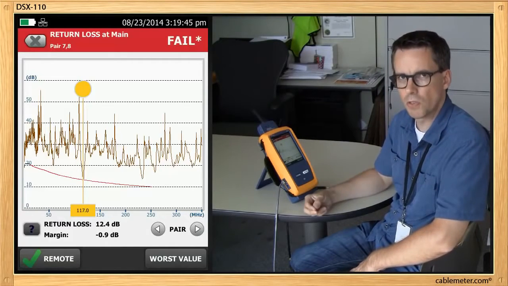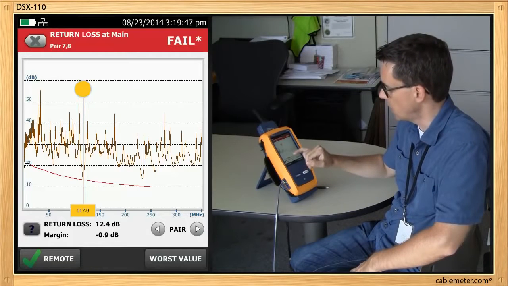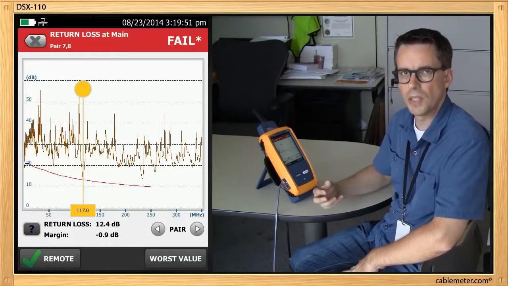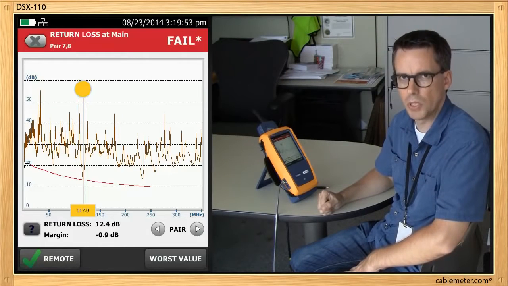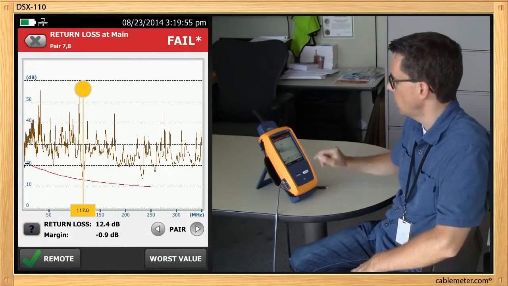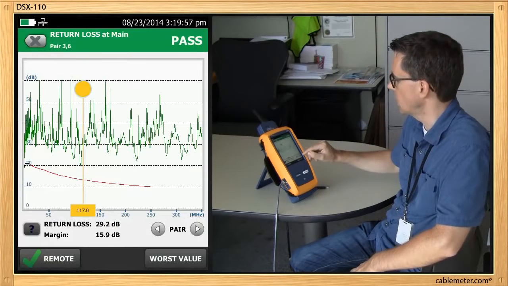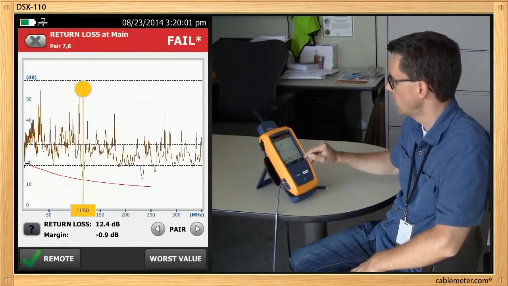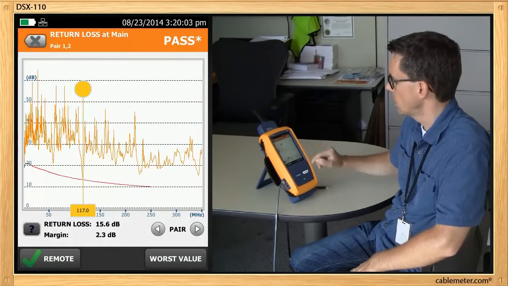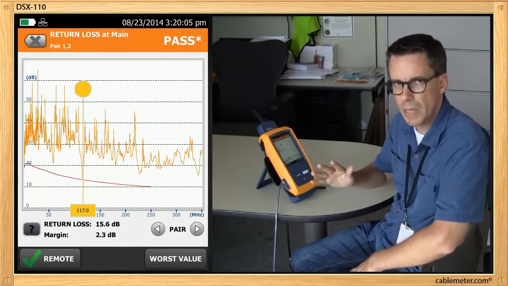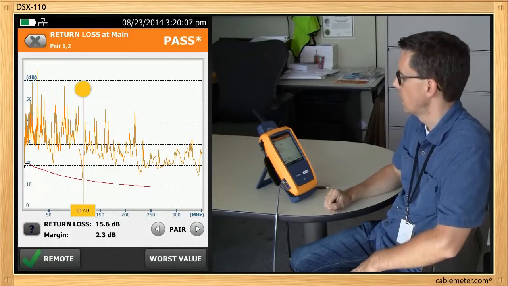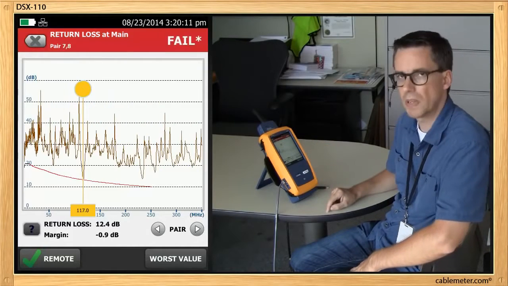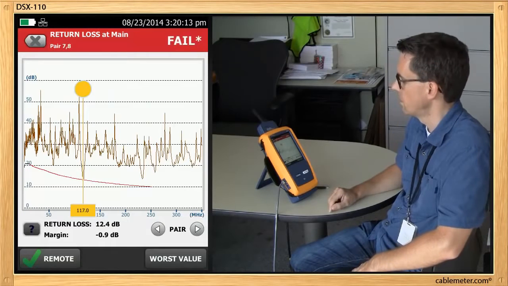When you see a return loss fail at a single point frequency like this and everything else is passing with good margin, that's an indication of a cable issue. If we go and look at our other pairs like 3/6, we got good margin, 4/5 is good margin, but also 1/2 barely passes. But like I said, we'll focus on just our 7/8 at the moment, the failing pair.